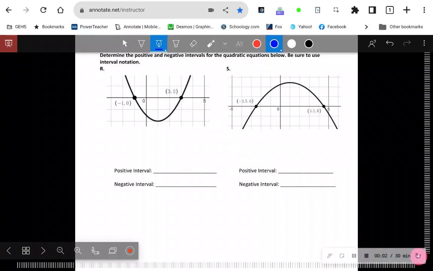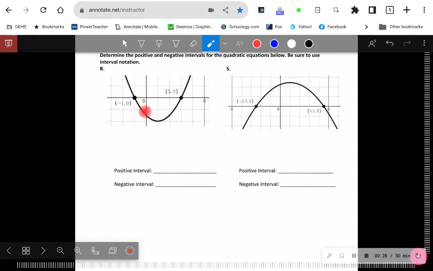Okay, we're picking up on the review for sections 2.1 to 2.3 and 2.7 in Algebra 2. And this is similar to problem 29 on your review. All right, we are going to, first of all, find the positive and negative intervals here. And I'm going to start with this negative interval here.